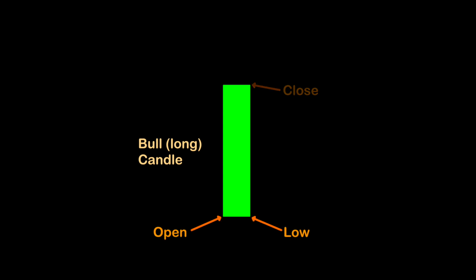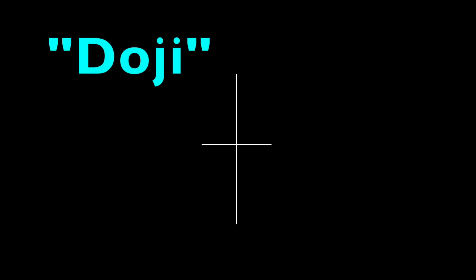Now we'll get a little weird. Think carefully on this. Did you get this one? It's a bull candle with an open price and a close price. The low was the same as the open, and the high was the same as the close. We saved the oddball for last. This one has a name. It's called a doji. I'll give you a moment to reflect on this.